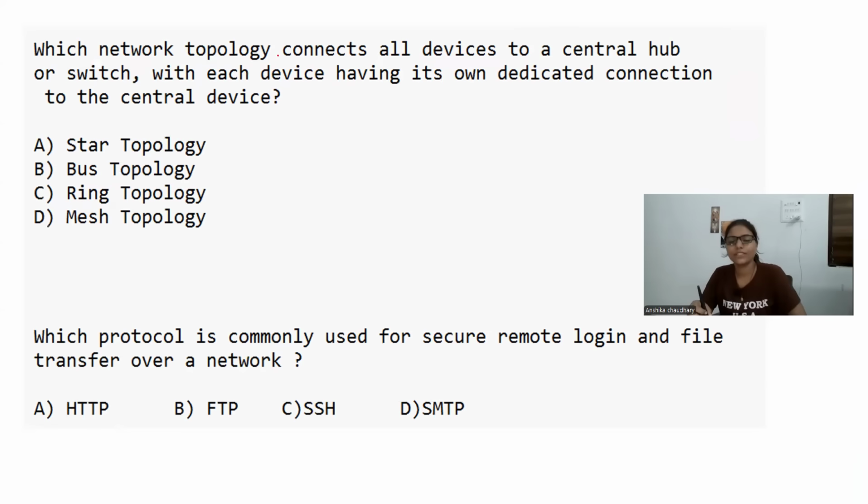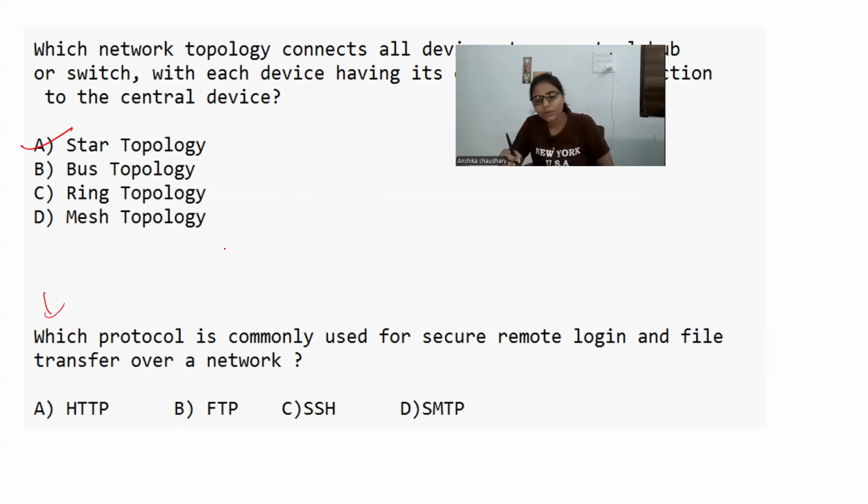The next question is, which network topology connects all devices to a central hub or switch, with each device having its own dedicated connection to the central device? So star topology has either a hub or switch for the whole topology. Right? Let's move on to next. The next question is, which protocol is commonly used for secure remote login and file transfer over a network?